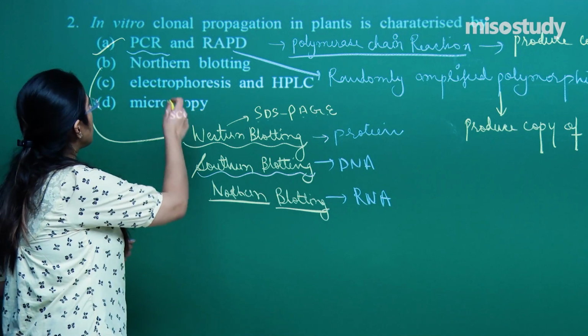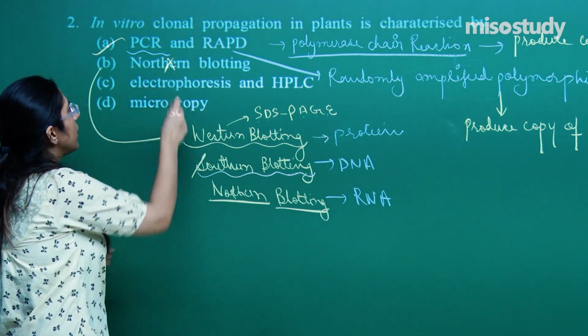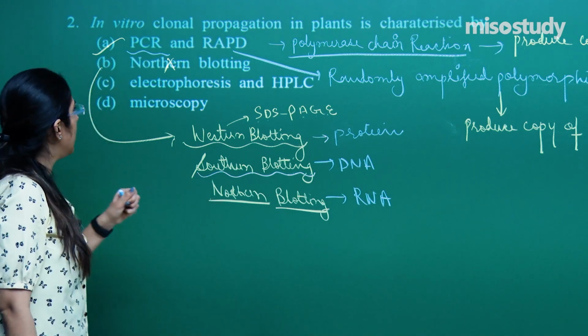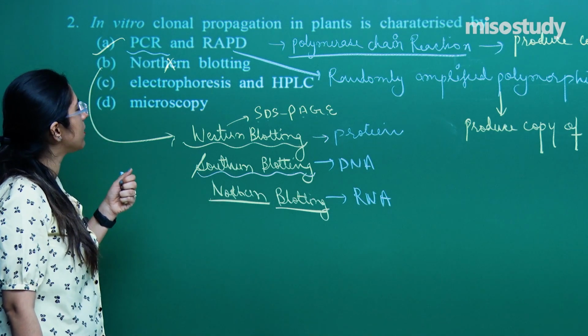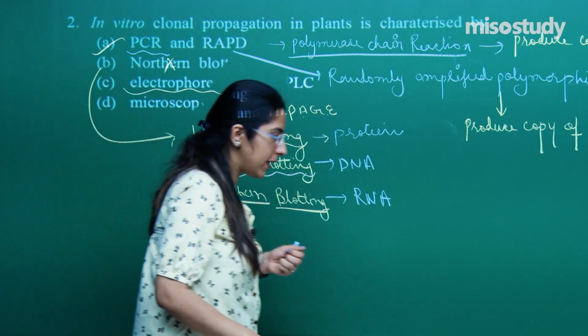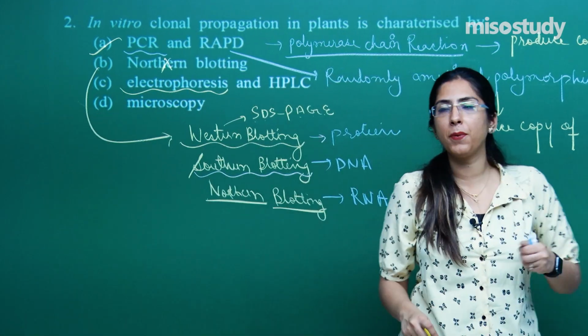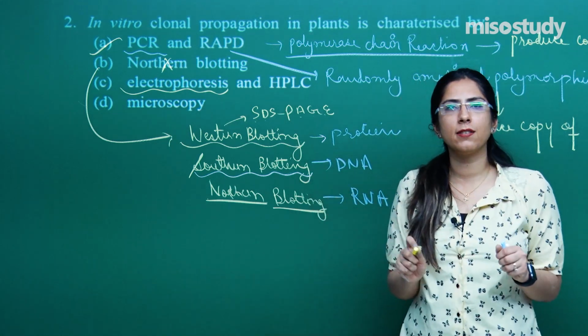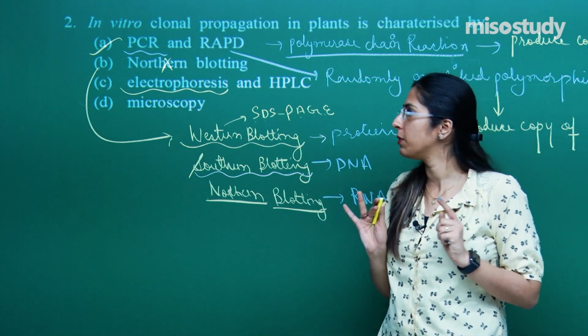So, the correct option is A, and B is incorrect because it is related to RNA. Let us talk about C, electrophoresis and HPLC. You know about electrophoresis, that means we are separating DNA with the passage of electricity.